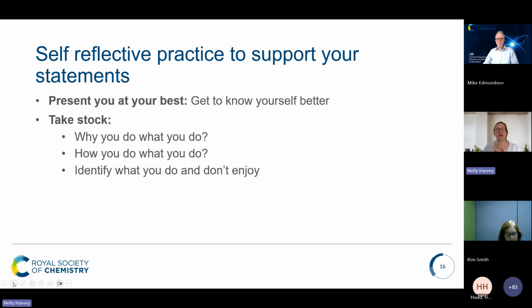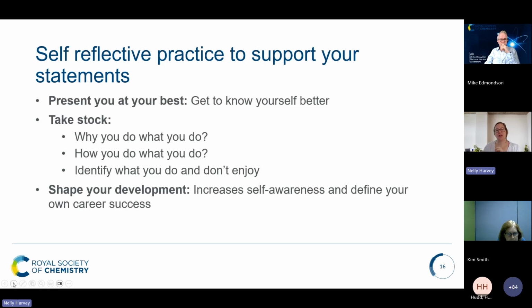So as mentioned already, you want to show your best self for your chartership application. So the self-reflection will enable you to highlight the best examples, not just any and every example. We only want the best ones. Next, self-reflection will help you take stock, and these are questions we will see later on when you're thinking about evidencing your attribute. So why do you do what you do? How do you do it? And what do you enjoy? What do you not enjoy? And through discussions with your mentor, you'll really begin to unpick how you're developing yourself as a professional chemical scientist.